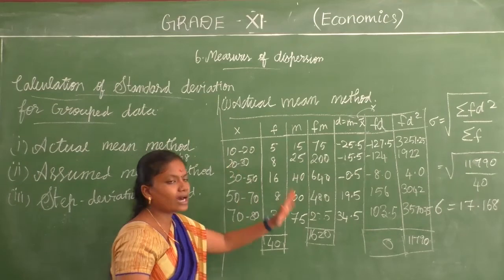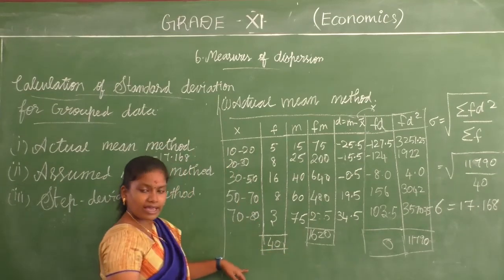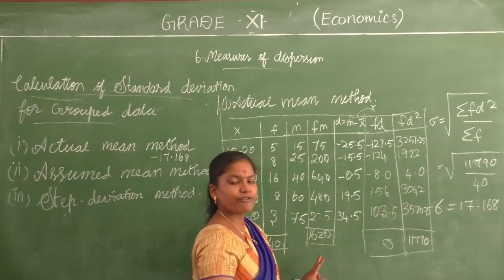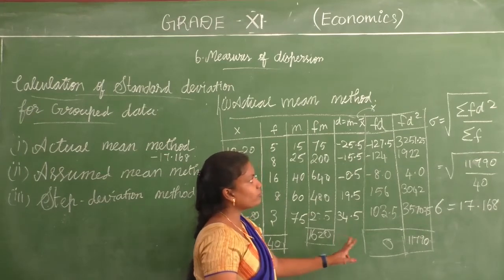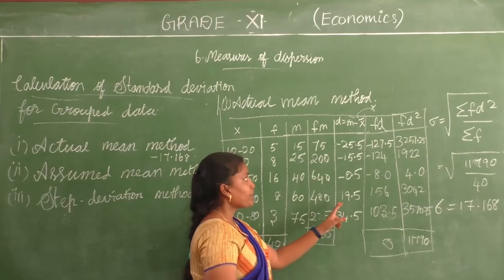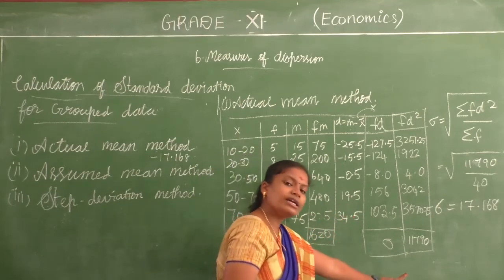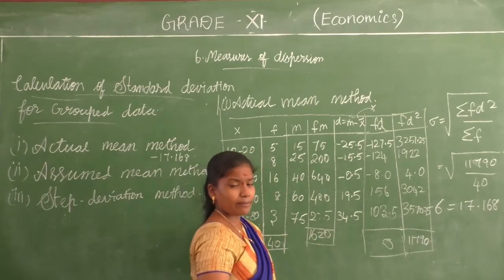So what did we do, children? First we found the arithmetic mean in the usual way, sigma fm by sigma f. You got a value. You took the deviation from the mid values, not the x values. From the mid values, when you subtract, you get d. Multiply d into f, fd. How do you get fd squared? Fd into d. Don't square it.